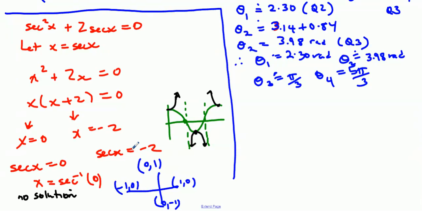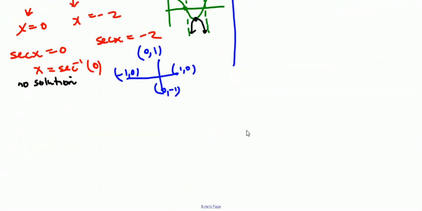Now we're going to look at sec x equal to -2. So I'm just going to extend the page here if I can. Okay, so now we're going to look at sec x equals -2. If I have sec x equals -2, then I know that the cos of x is going to equal -1/2, the reciprocal, right? So I'm going to solve for this. So x is going to equal cos inverse of -1/2.